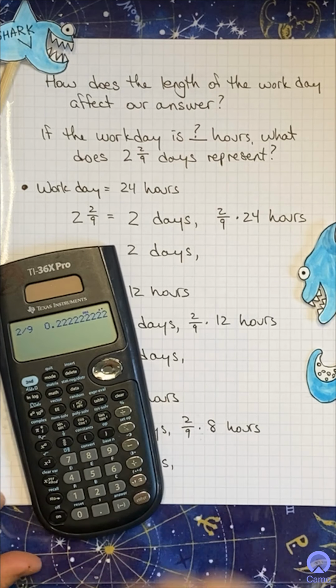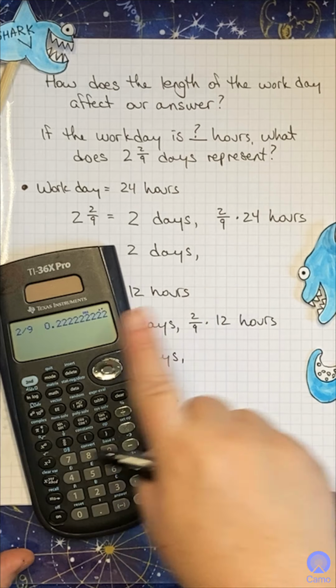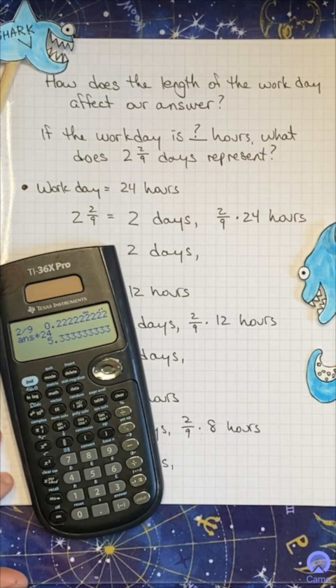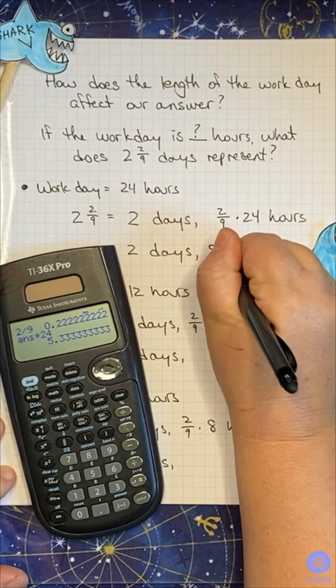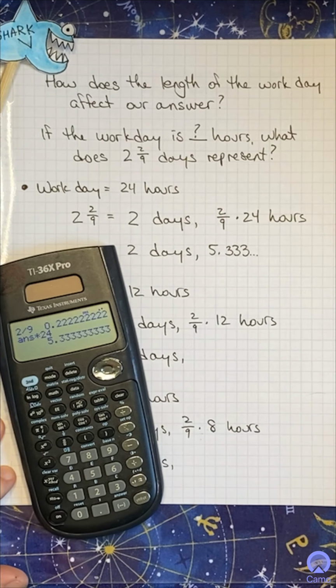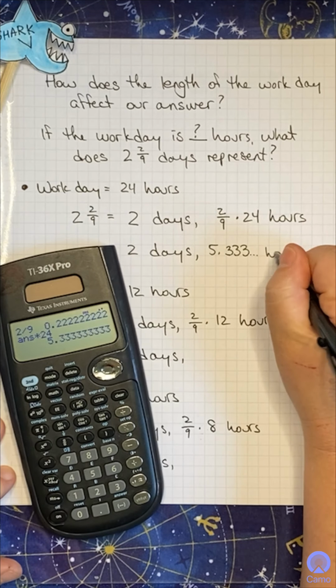So I'm going to use this, and rather than writing it down, I'm going to take this value, and right away I'm just going to go times 24, and I get 5.333, etc. hours.